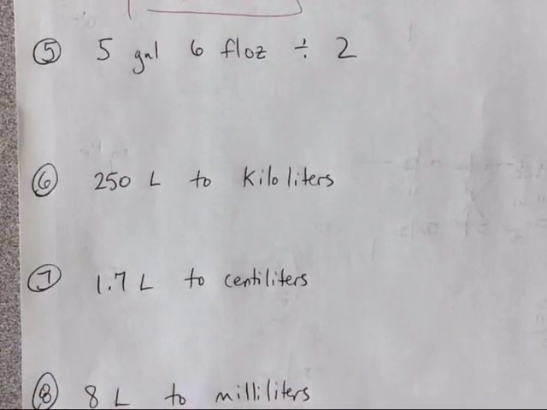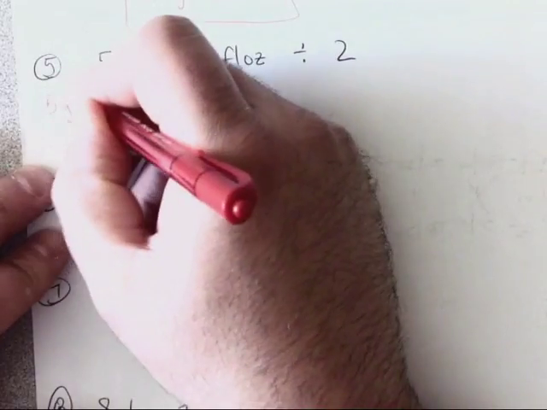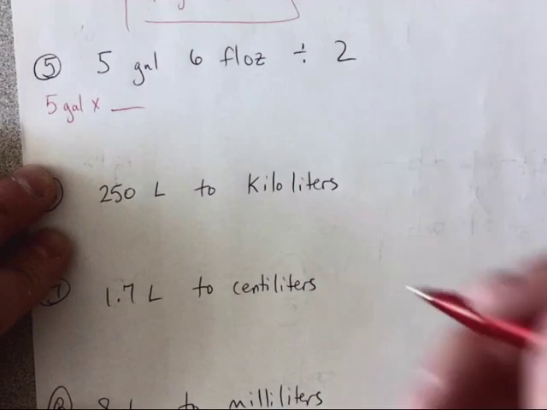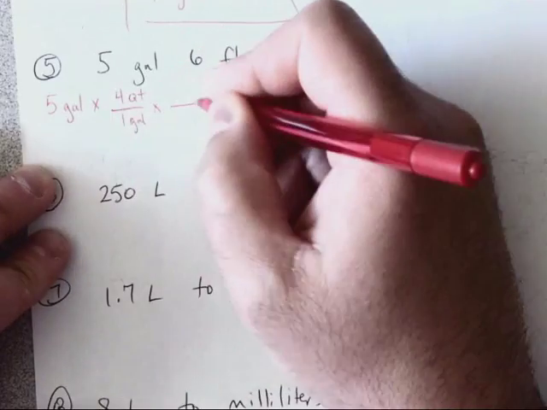This is a division. 5 gallons, 6 fluid ounces divided by 2. I would recommend figuring out how many fluid ounces this is total. So we know that we're going from 5 gallons all the way to fluid ounces, so from gallons to quarts, to pints.